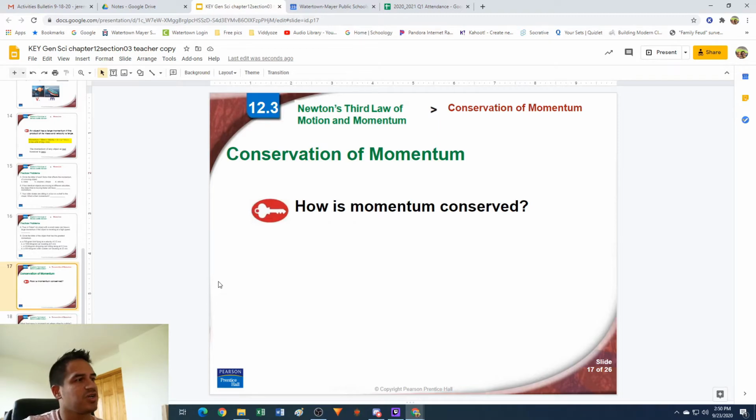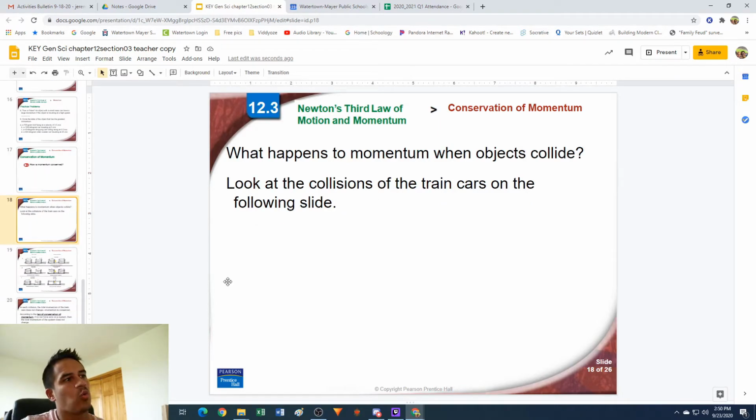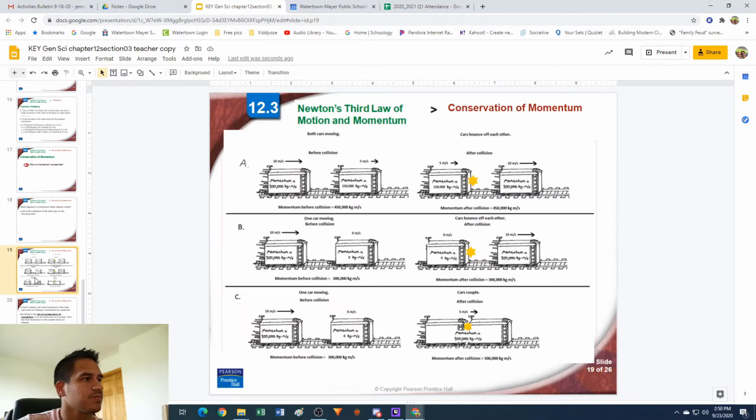Okay, the last portion here is on the conservation of momentum. All right? So what happens to momentum when objects collide? We're going to look at some collisions here, and we're going to get an understanding of how momentum works.